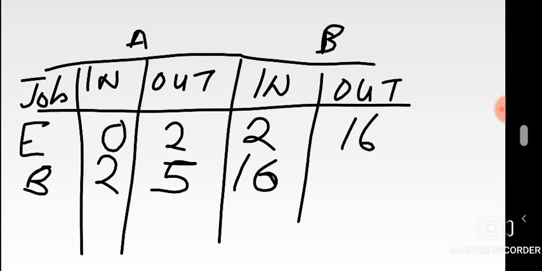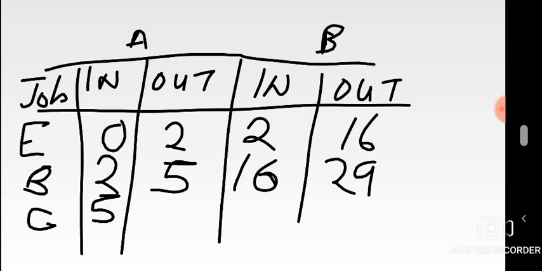So B is spending 13 minutes here in B. Therefore, 16 plus 13, 29. That's the time it comes out that side. You got the next job, job G. Job G, what time does it enter in A? A specifically. A was free at 5 minutes. Therefore, G will start at 5 minutes.